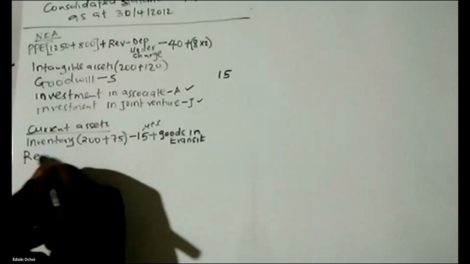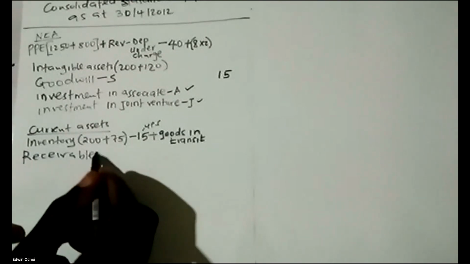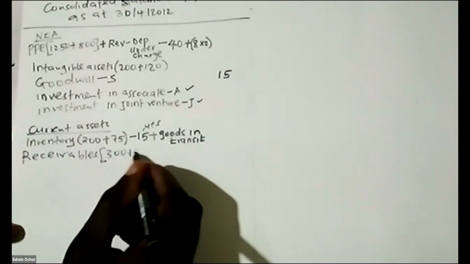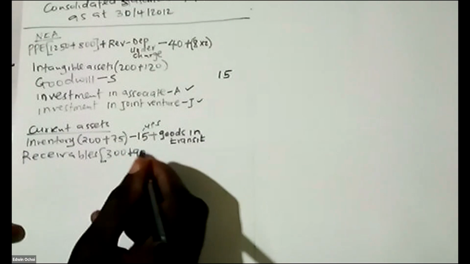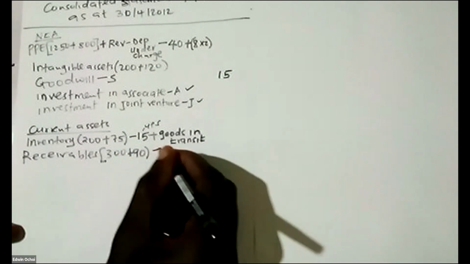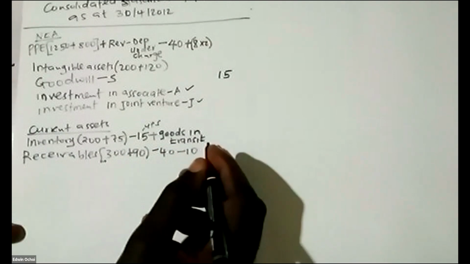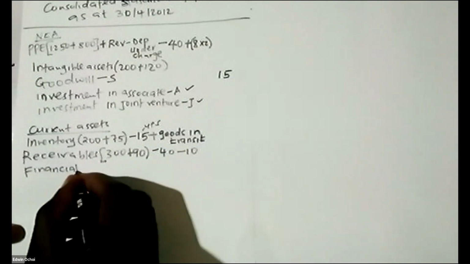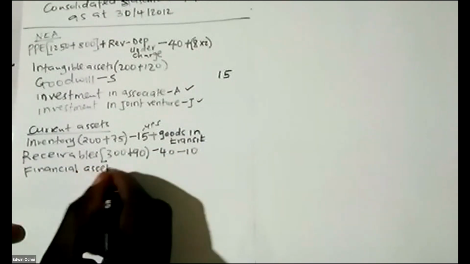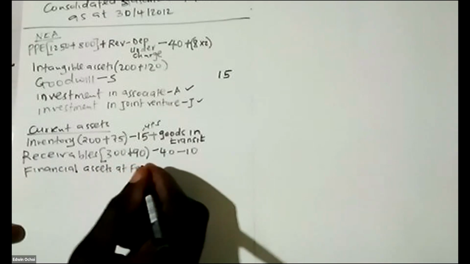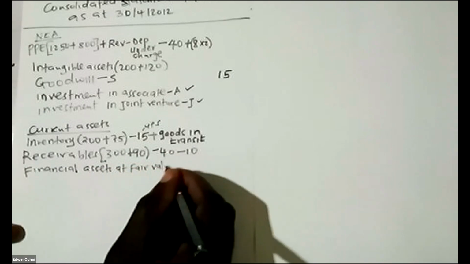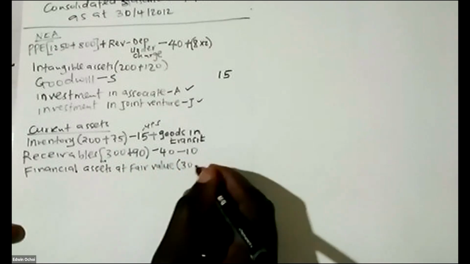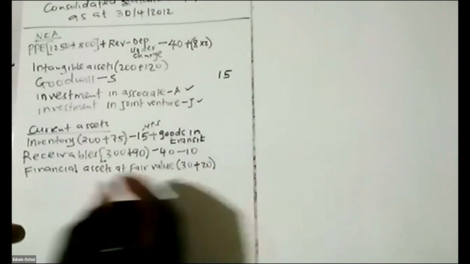So for receivables, already I explained this. I have to take parent plus subsidiary from the statement. Then after that, I need to minus 40, minus 10. Then I have to record here financial assets. So financial assets at fair value. The financial assets at fair value is concerning 30 plus 20. That one was direct.